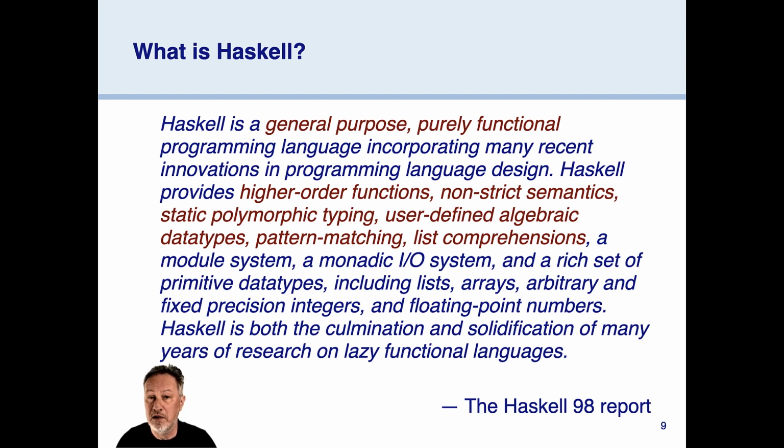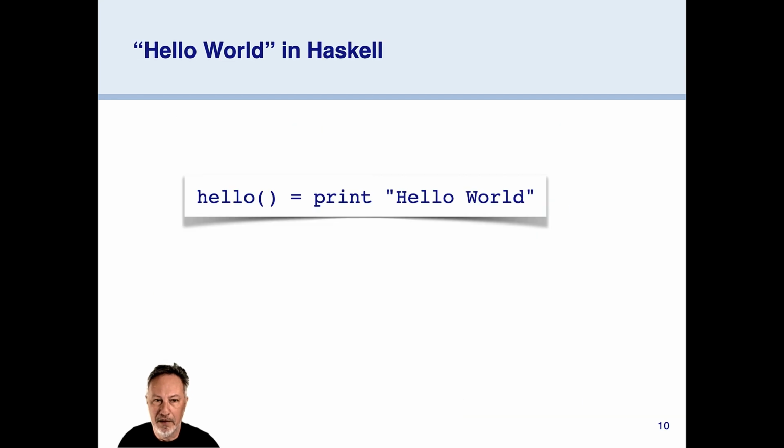Functions can be defined in a variety of ways, including using pattern matching, as we'll see in a few moments. And Haskell also supports list comprehensions, which are very elegant ways of defining a set of values. Here's hello world in Haskell. Pretty simple. Here we've defined a function called hello, which takes a single parameter, which is null, and as its body it will print the string hello world.